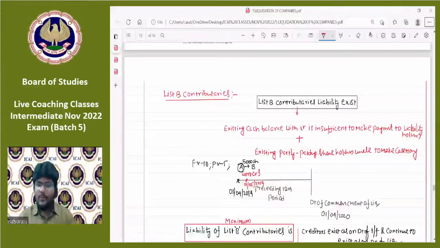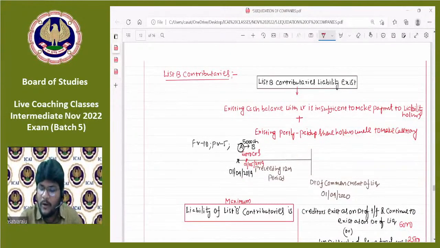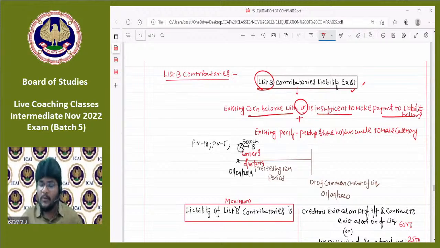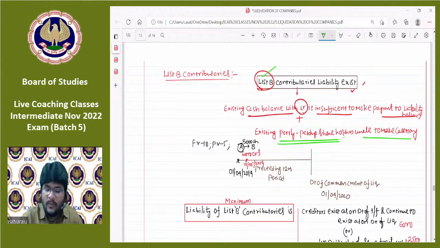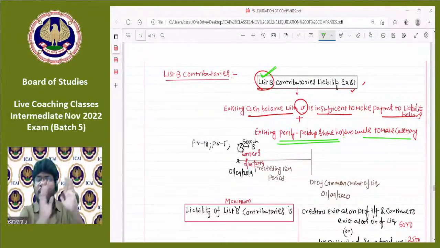Now come to my main notes, all of you. When does the list B contributory's liability exist? When the existing cash balance with the liquidator is insufficient to make payment to any liability holders, and the existing partly paid up shareholders are unable to pay the call money. Then only the list B contributories' liability comes into existence. Sir, if the cash availability with the liquidator is sufficient to make repayment to all liability holders, then the list A contributory liability does not exist at all.